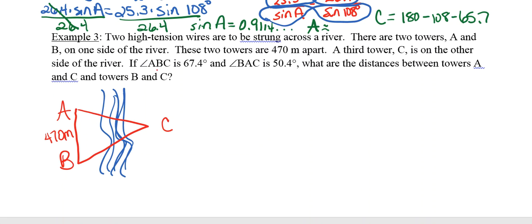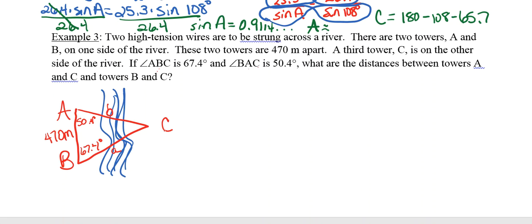Angle ABC, so that means that it's at vertex B. So this angle is 67.4 degrees. The angle BAC, so the one at A, is 50.4. What are the distances between towers A and C? A and C, that would be little b, and between towers B and C, which would be little a. That's what they're asking us to find.